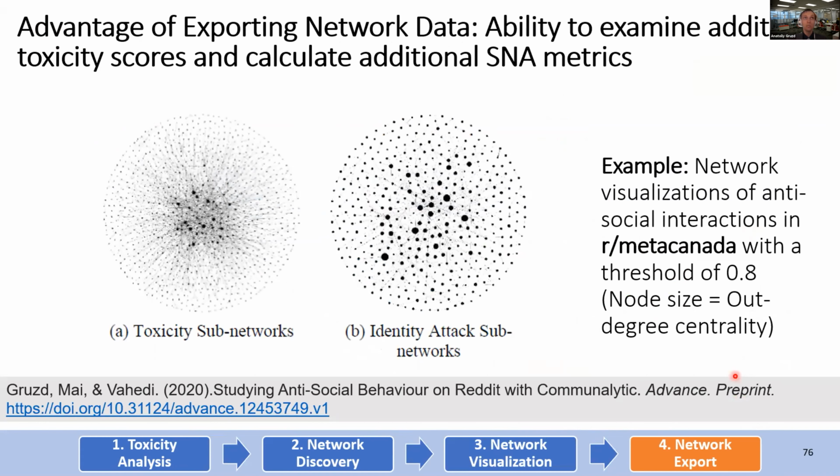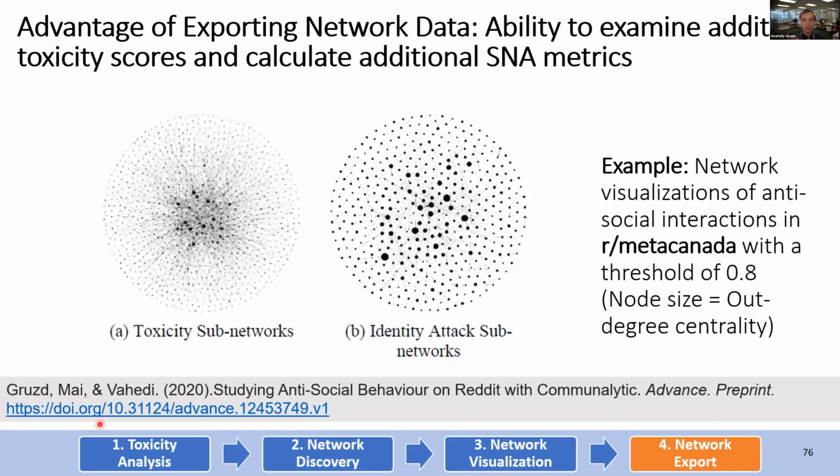So now, why would you want to export your network files and analyze them elsewhere? Well, it gives you a bit more flexibility to explore additional toxicity scores. The built-in visualizer only uses the most generic toxicity score, but there are other values you may explore, like identity attacks, profane language, or other severe toxicity scores. That's something you can do once you export the file. You can also run additional SNA metrics at a micro and macro level. So there's certainly an advantage of exporting.